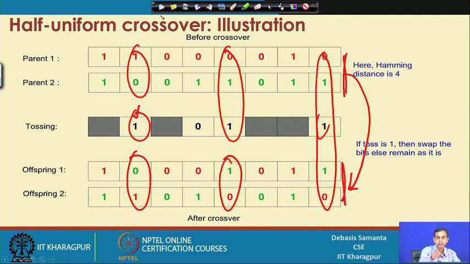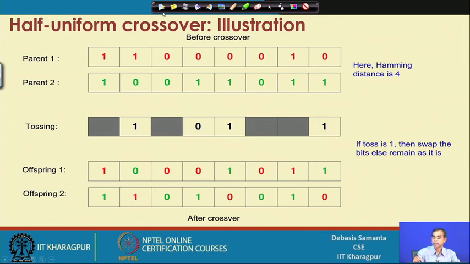Now, if we follow a different technique, for example, if the toss is 0 then swap, then the other two different offspring will be created. So, whatever the strategy, whether toss 1 or 0, you can follow any one and obtain the new offspring this way. So, this is the idea about the half uniform crossover technique.